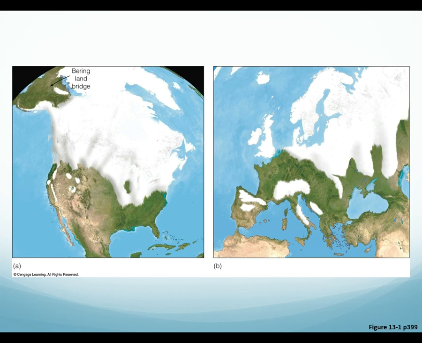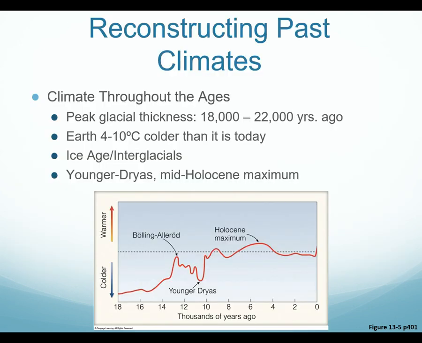Here are some diagrams showing what the Earth may have been like 18,000 years ago at the peak of the last ice age, and how much of North America and Europe was actually covered in ice. And yes, it's a fair amount. So what's happened since then? Well, temperatures have been increasing since then.